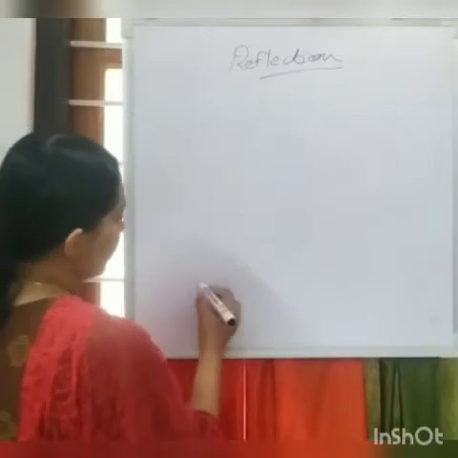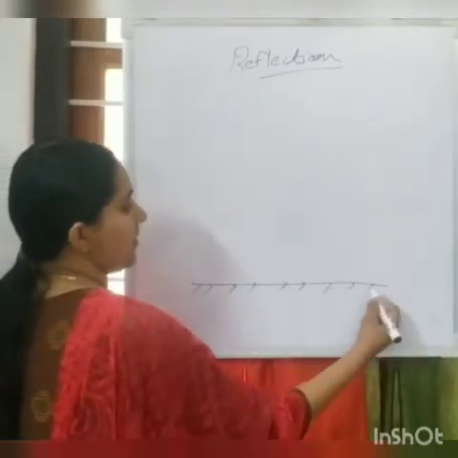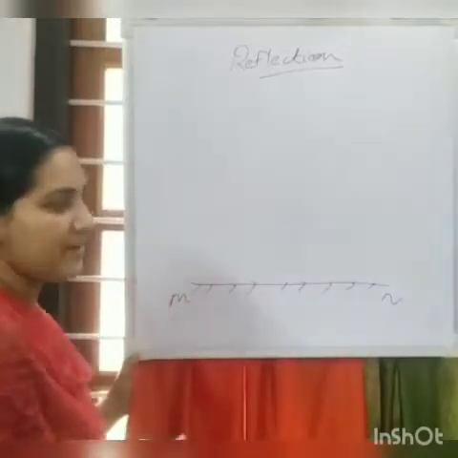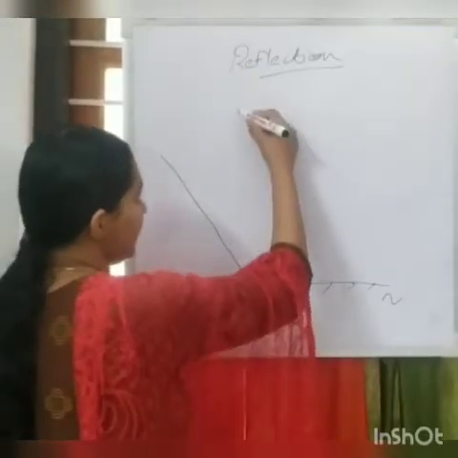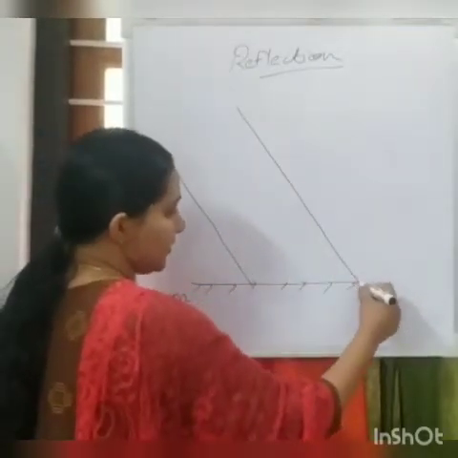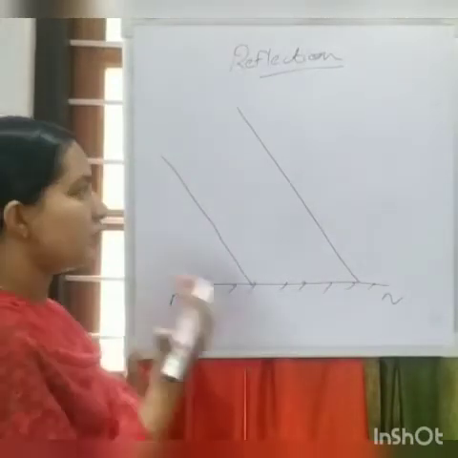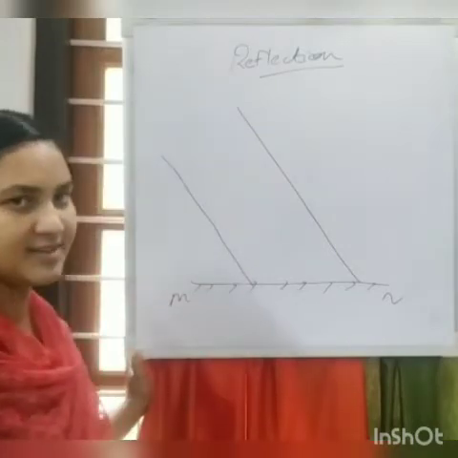Okay, so consider a smooth surface MN from which light gets reflected. And this is a wavefront incident to this smooth surface. We need to find the direction to where it will get reflected, isn't it?